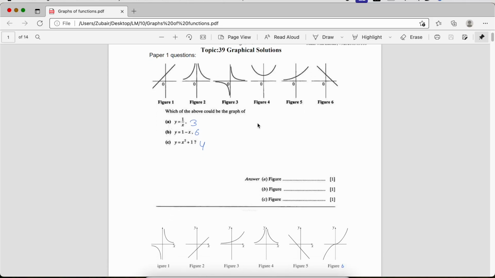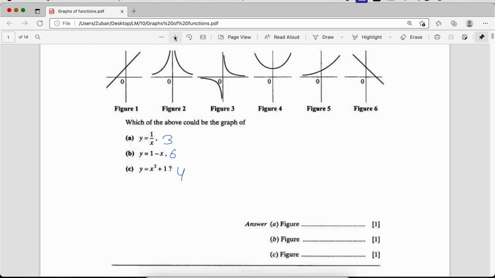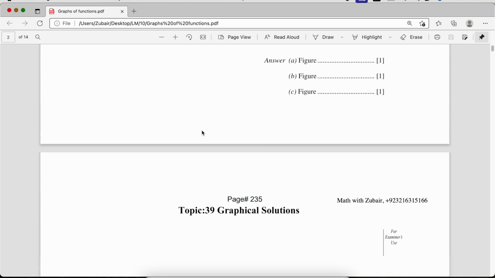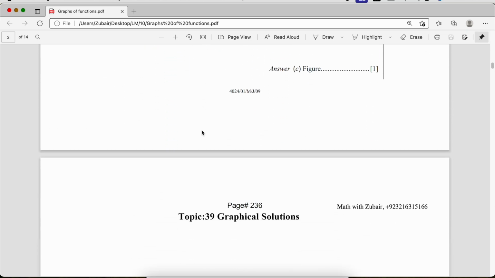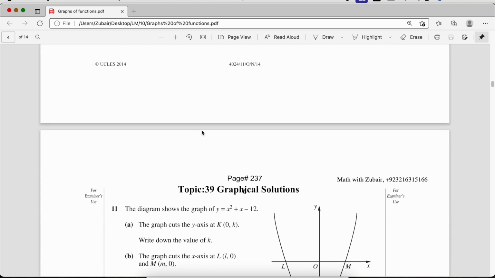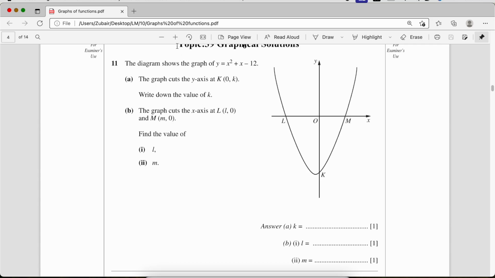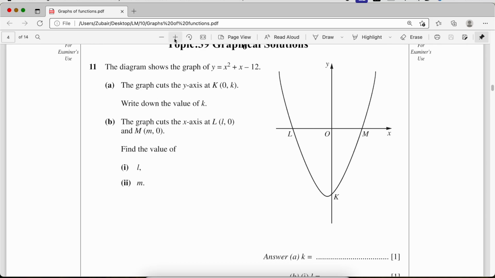Okay, we did these questions in class: 1, 2, 3, 4, and gave you this as homework. We'll first discuss this and then move on.